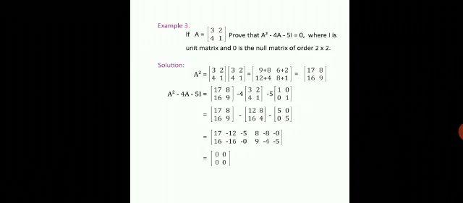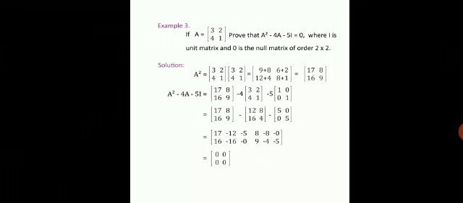It becomes first row, first column is your first element. First row with second column is your second element. Second row, first column is your third element. Second row, second column is your fourth element. That is 3 into 3 is 9, 2 into 4 is 8, 3 into 2 is 6, 2 into 1 is 1. First row with first column and first row with second column are your first two elements of the resulting matrix.